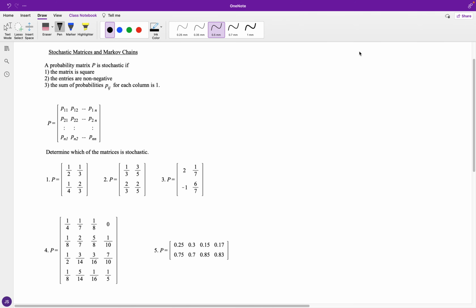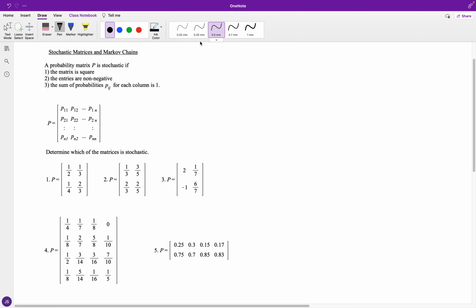For this introductory part concerning stochastic matrices and Markov chains, we're looking at the characteristics of a stochastic matrix. A given probability matrix P is regarded as stochastic if it meets all three of the criteria listed.